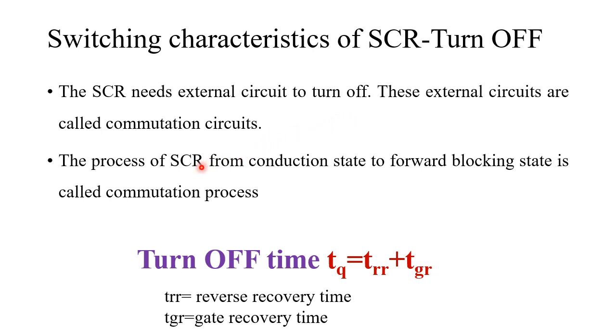Okay, the process of SCR from conduction state to forward blocking state is called commutation process. That is, simply we can say the process of SCR from on state to off state is called commutation process or turn off process of SCR. So we are going to bring the SCR from on state to off state. So the total time taken for the SCR to bring to off state is the addition of reverse recovery time and gate recovery time. That is TRR plus TGR.